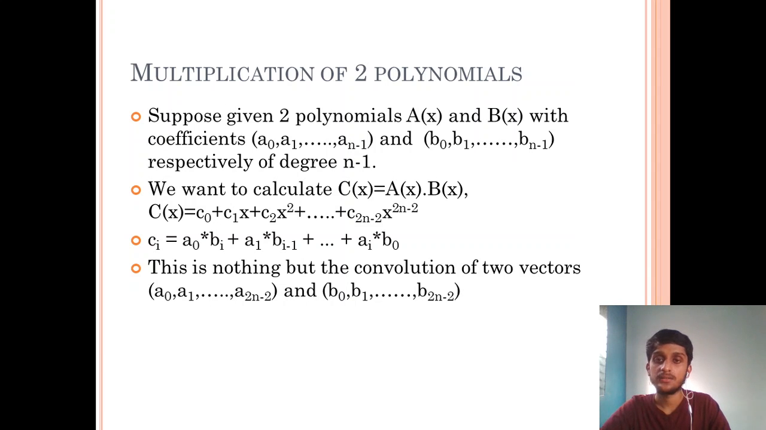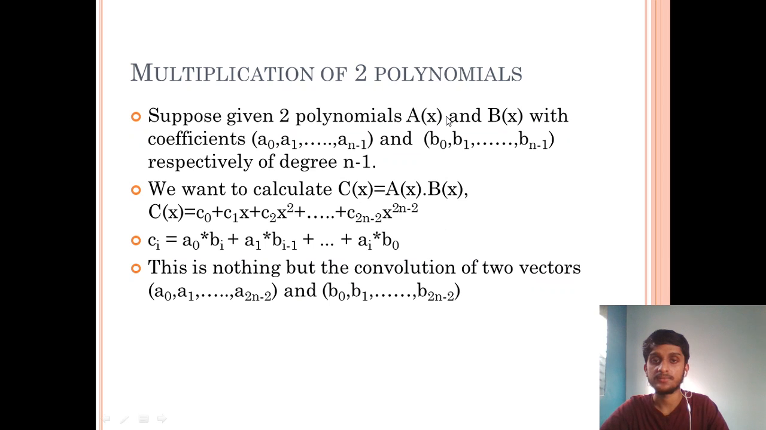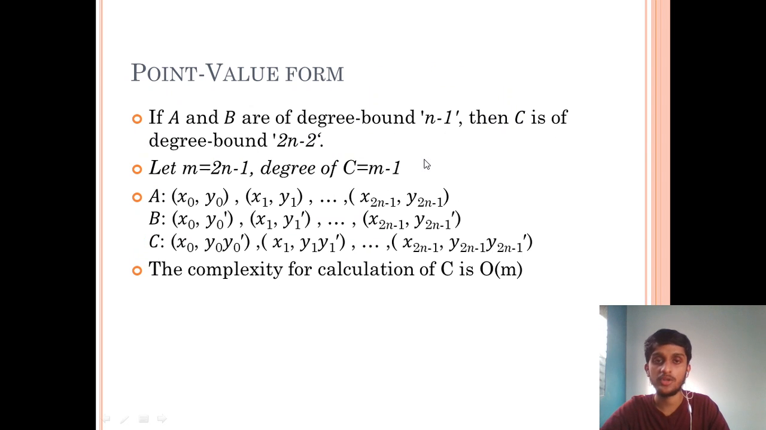This is the coefficient form. What if we consider the point value form? A and B are bounded by degree n minus 1, right? So they are degree n minus 1 polynomials, and C is a degree 2n minus 2 polynomial.